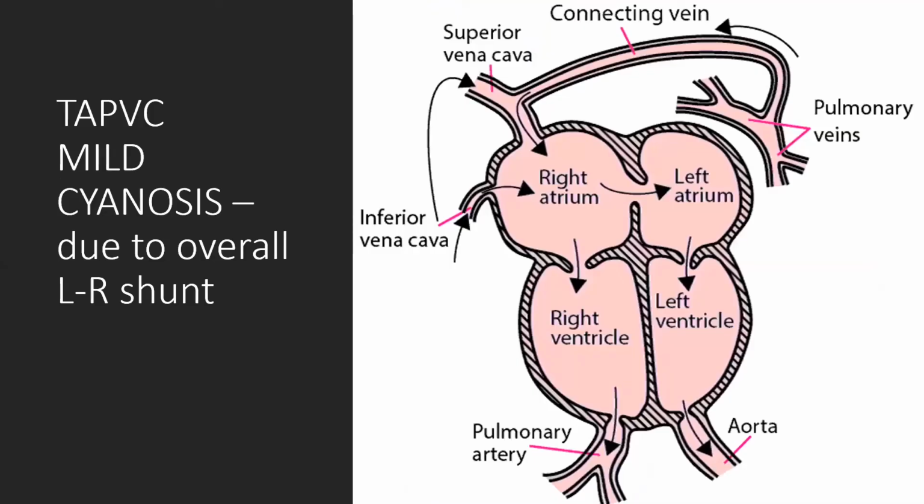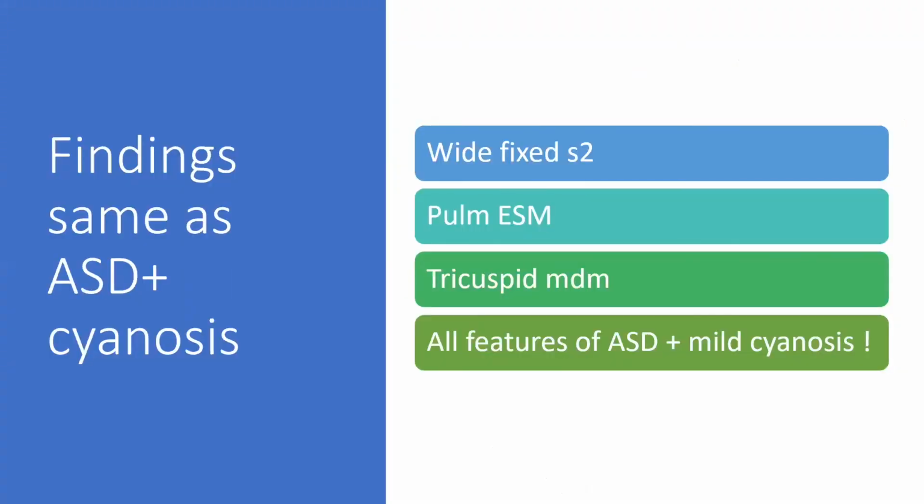But the cyanosis in TAPVC is actually mild because overall, whatever blood you are getting this side is oxygenated blood. You're not getting deoxygenated blood. So it's like oxygenated to deoxygenated. So it's actually, even though there is a shunt and even though it's right to left, most of the time TAPVC presents with mild cyanosis, and that is how you tend to miss it in the examination.